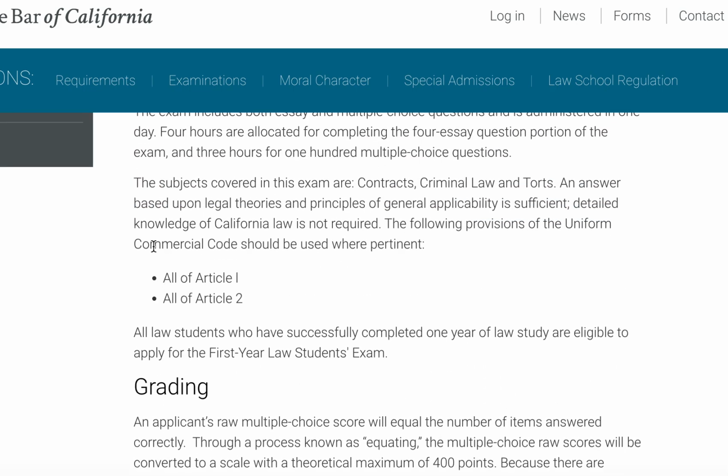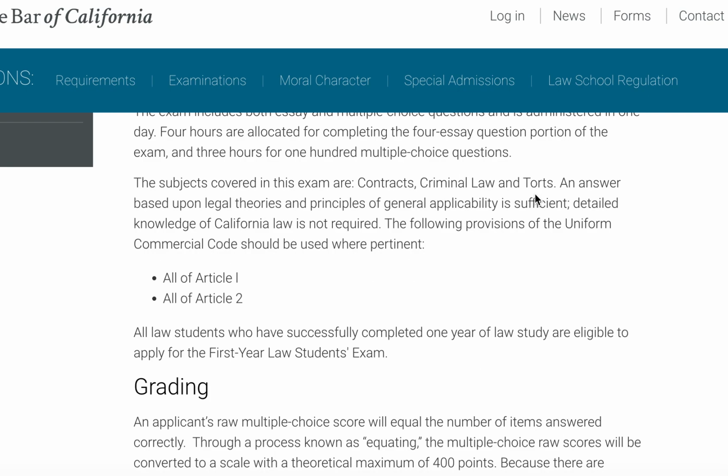Oh, here it is. All subjects covered in the exam are contracts, criminal law, torts. See, it doesn't say constitutional law. It doesn't say civil procedure. Civil procedure's on the regular bar. Constitutional law is a typical first-year subject in traditional law schools. You don't really need to be responsible for that. I took constitutional law, so I don't.